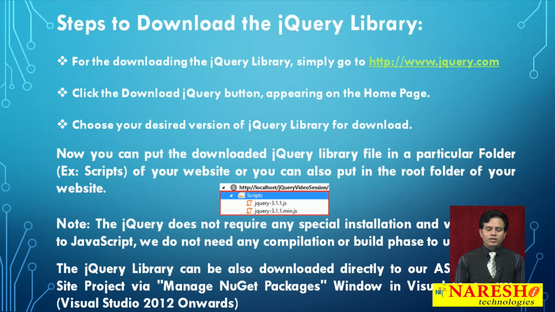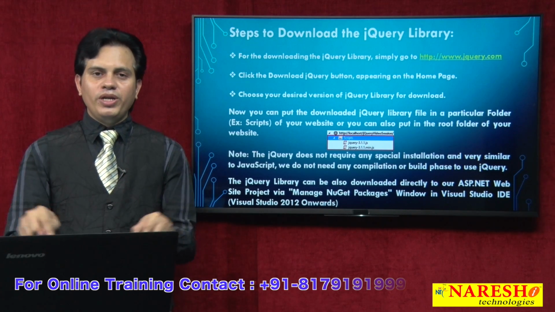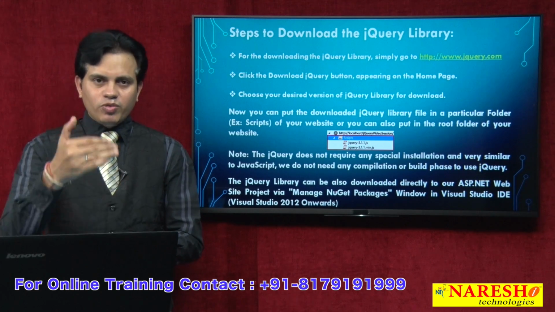For downloading the jQuery library, simply go to the official website, http://www.jquery.com. One home page will be available there. On that home page, you will find on the right side one button called Download. So click the Download jQuery button appearing on the home page right side. Then another page will open, showing the jQuery library versions.